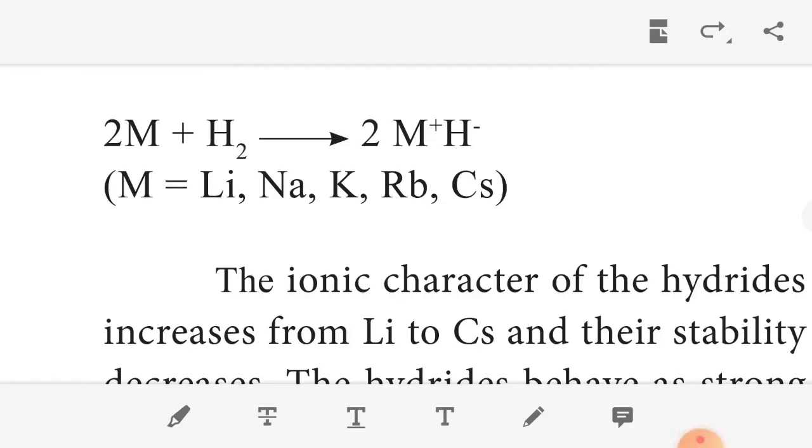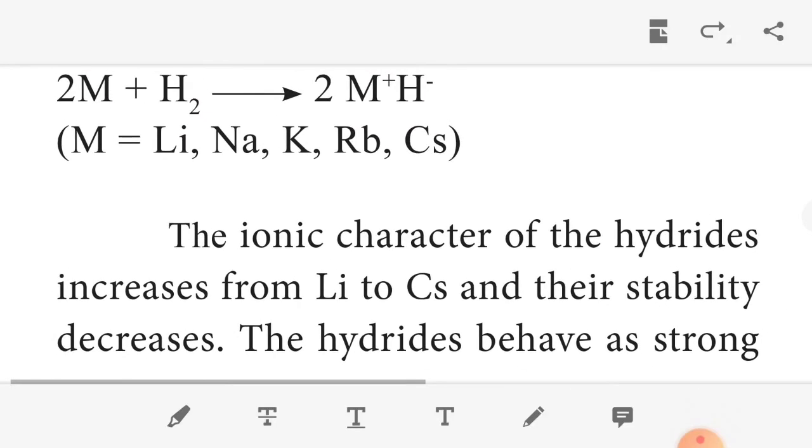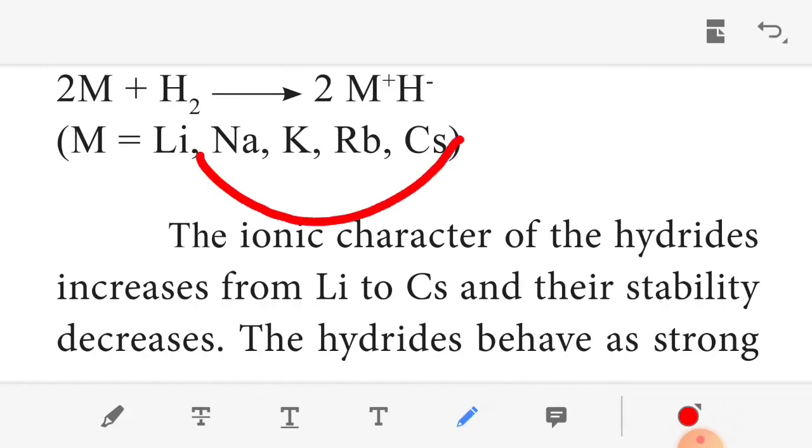So the M is lithium, sodium, potassium, rubidium, cesium. The ionic character of hydrides increases from lithium to cesium, so the stability decreases. The hydrides become strong reducing agents, and the reducing nature increases down the group. Down the group means lithium to cesium, the reducing nature is increasing.